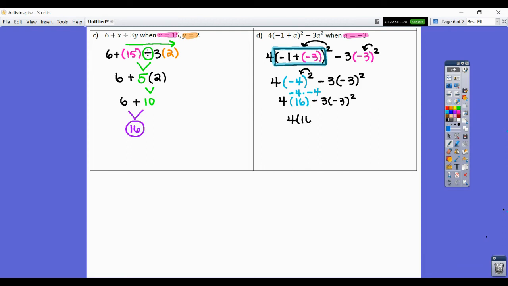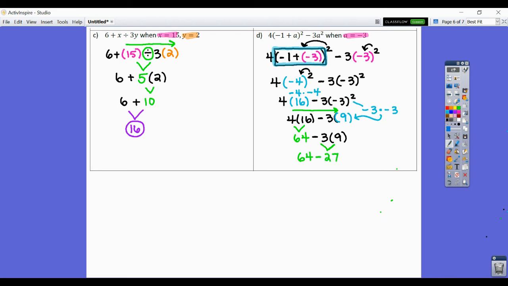I'll keep the 4 times 16 as is, but the -3 will now be multiplied by a 9 here. Because again, -3 squared is just multiplying -3 by itself. -3 times -3, two negatives make a positive. 3 times 3 is 9. From here, left to right with our multiplication. So I will multiply 4 times 16 first, which is 64. I'll keep the subtraction of 3 times 9. And then I will go ahead and multiply that -3 times 9 to be a -27.